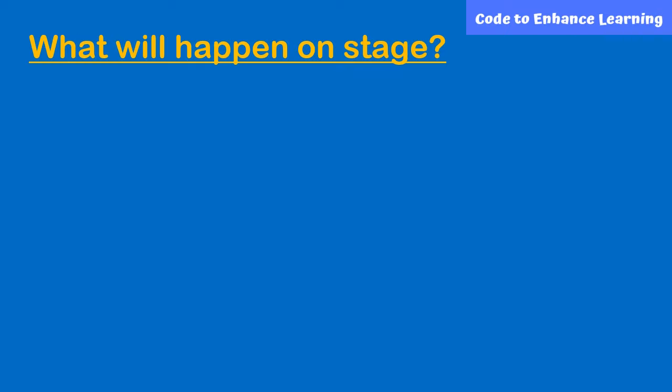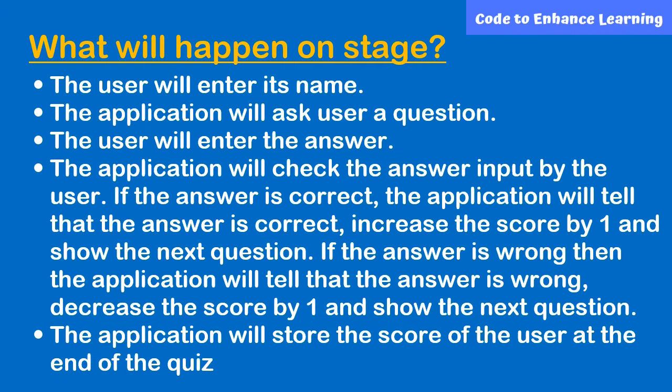Before we start making this project, let's think and note down the response to the question: can you tell me what will happen on stage? Okay, the user will enter their name. The application will ask the user a question. The user will enter the answer. The application will check the answer input by the user. If the answer is correct, the application will tell that the answer is correct, increase the score by 1, and show the next question.